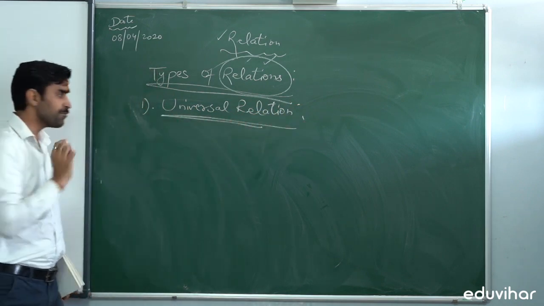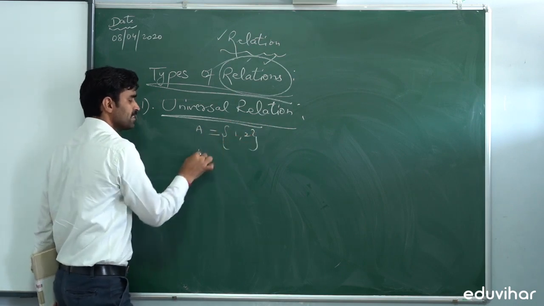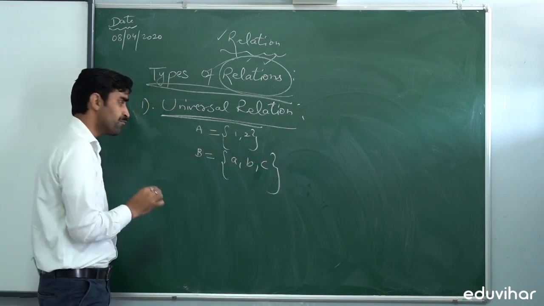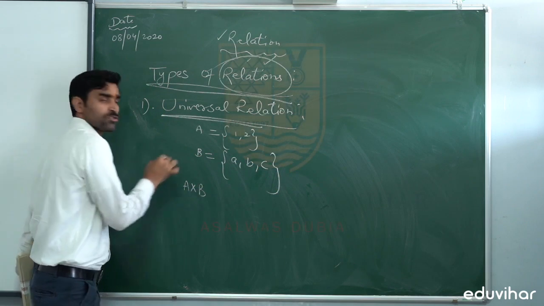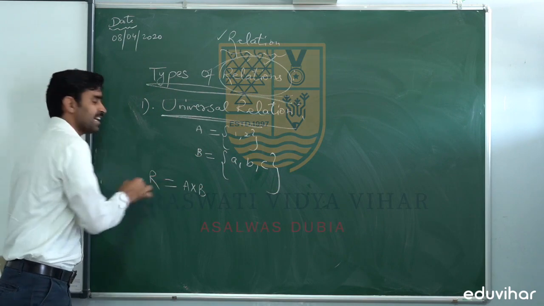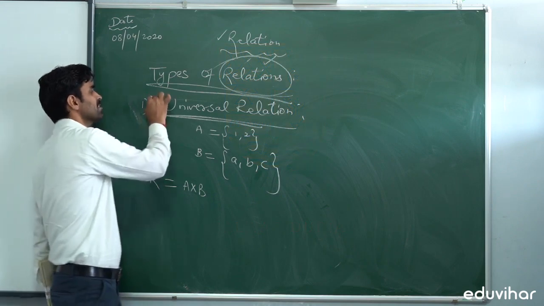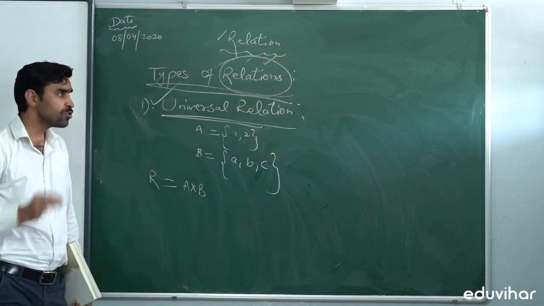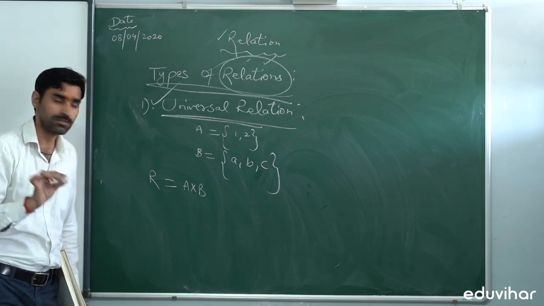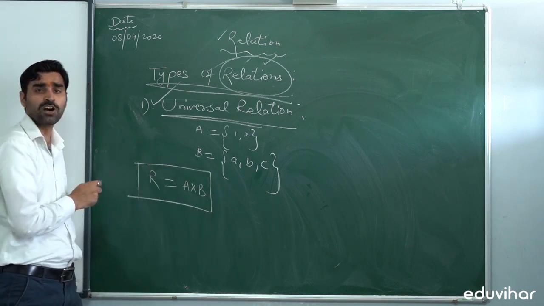Universal relation. If we have a set A having the elements 1, 2 and set B having the elements A, B, C, and we have the Cartesian product A cross B in such a way that all elements of the Cartesian product are equal to the relation, then this type of relation is known as universal relation. So we can say universal relation is the biggest relation ever. In case of universal relation, the relation must be equal to the Cartesian product of two sets.